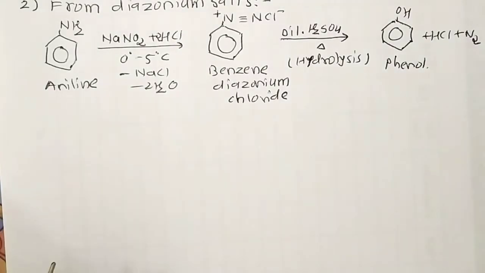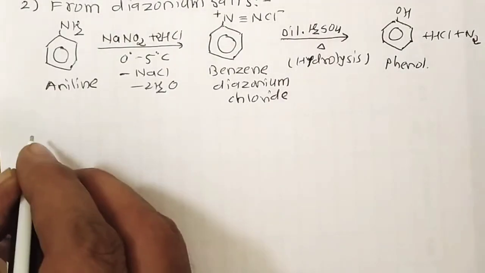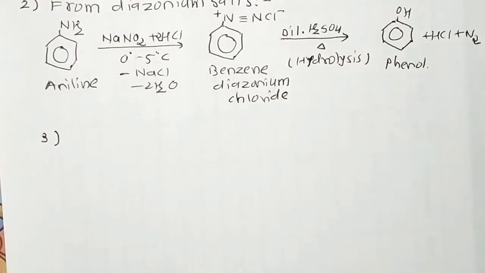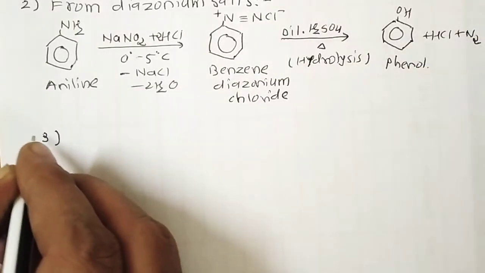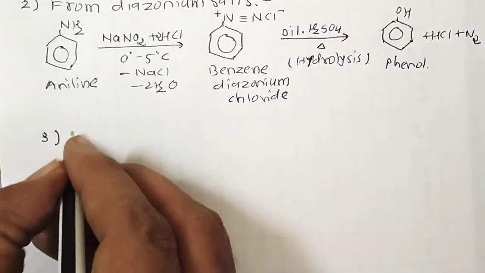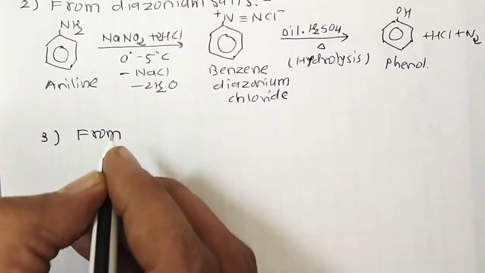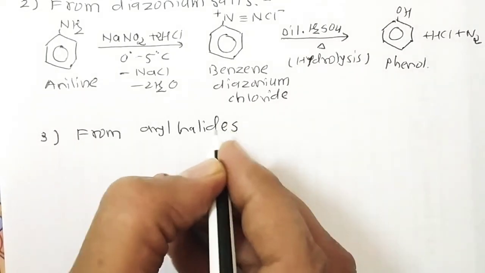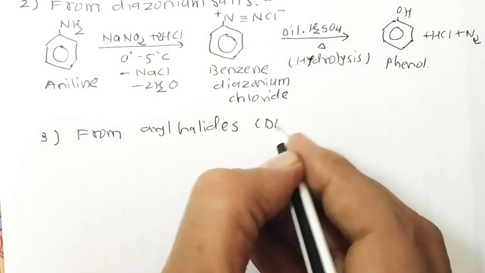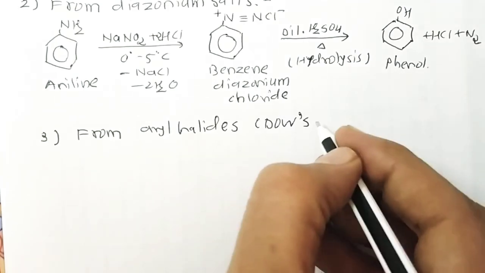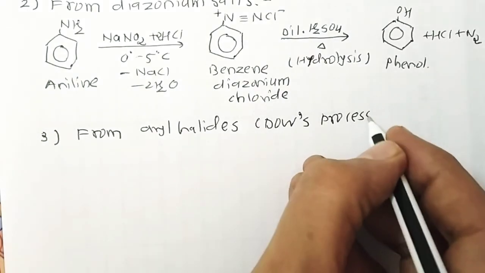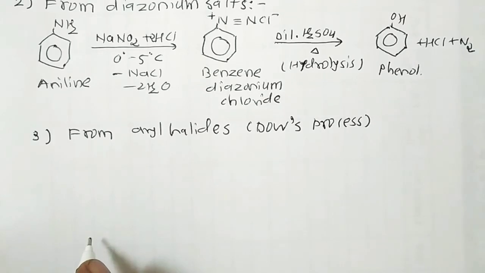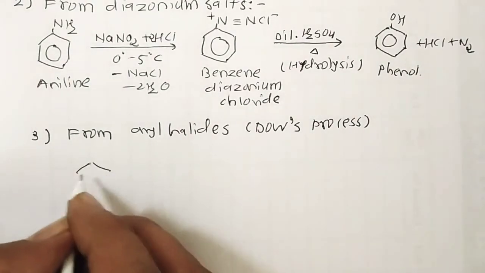But for industrial preparation of phenol, on a commercial scale, phenols are usually obtained by these two methods. This method is mainly used for industrial purposes. So it's from aryl halides. This topic we have already discussed in our haloalkane and haloarene portion. This process is called the Dow process. Right? What do we have to do in the Dow process?